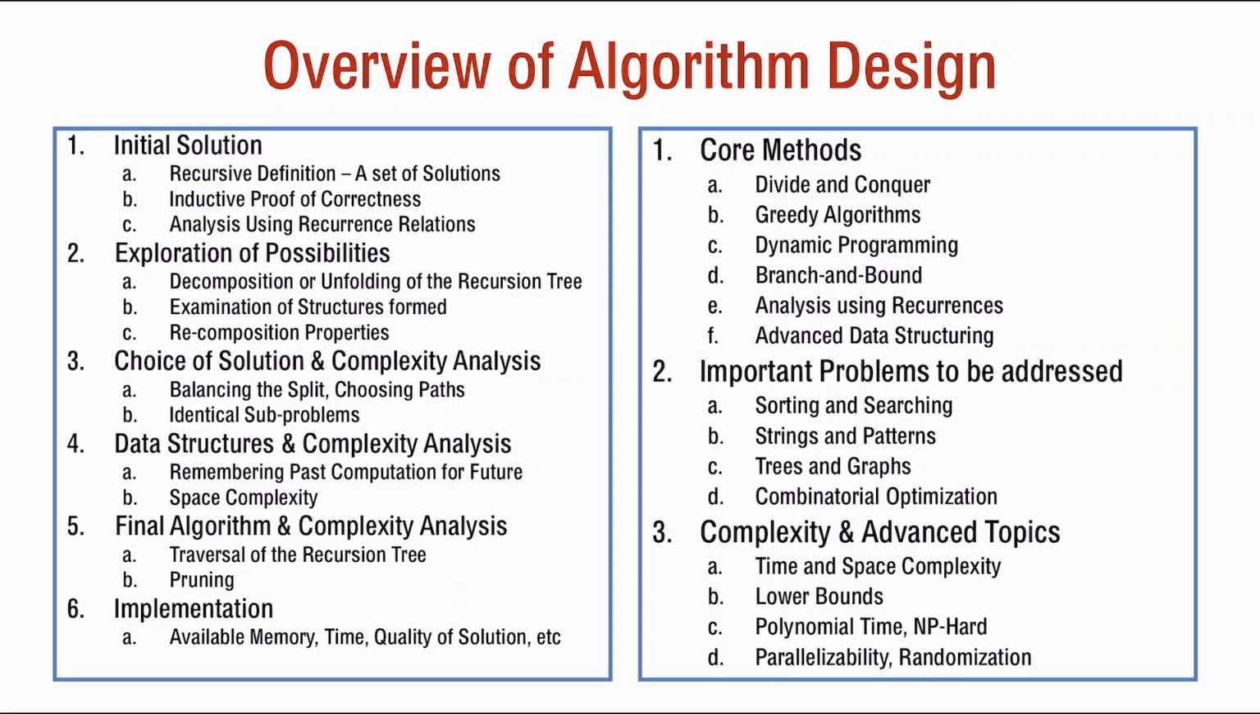Then we saw that the algorithm choice was depending on whether the split or the decomposition is to be balanced, whether we can greedily choose certain paths, whether there are identical subproblems, and all of them lead to the strategies that we know of: memoization, divide and conquer, greedy, dynamic programming, and pruning through branch and bound. Then in addition to that, we would be forming data structures where we remember our past computation, where we use additional space to try and reduce the complexity of time further.